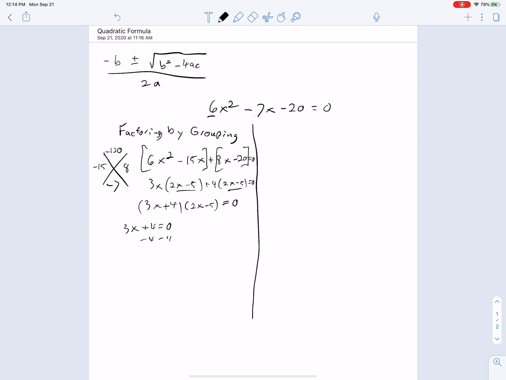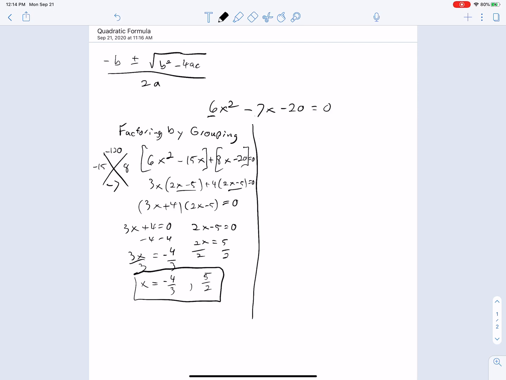So subtract the 4, gives us 3x equals negative 4, divide by 3, gives us x equals negative 4/3. And then we have 2x minus 5 equal to 0. That's 2x equals 5, divide both sides by 2, gives us 5/2. So there are two solutions for x.